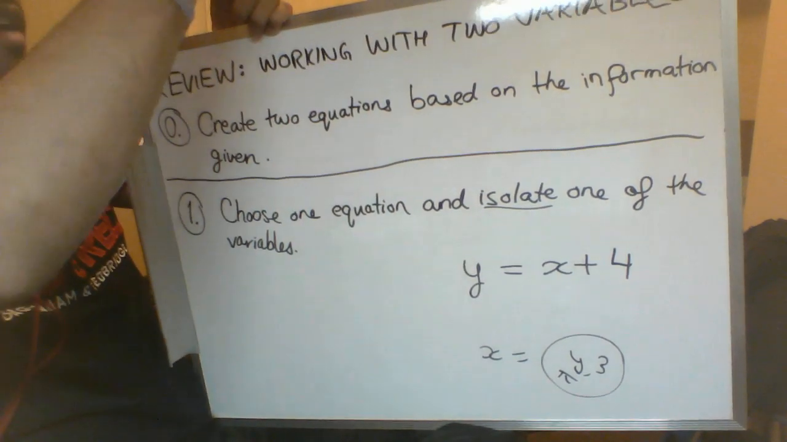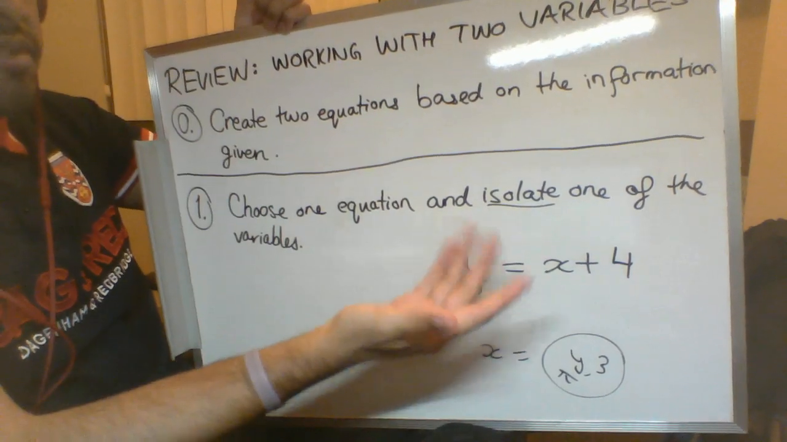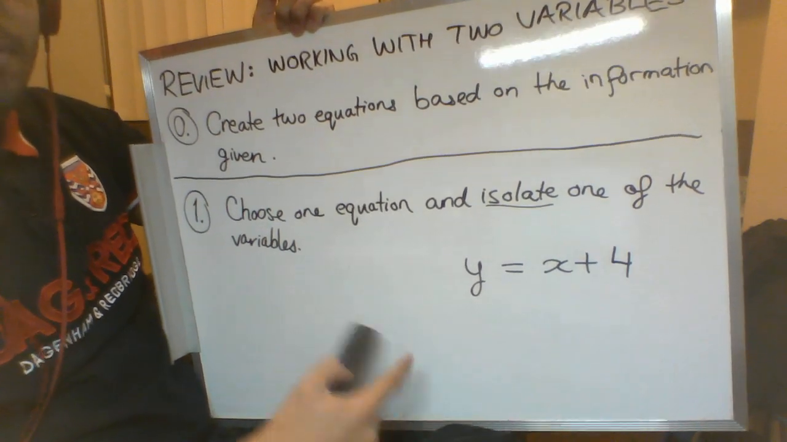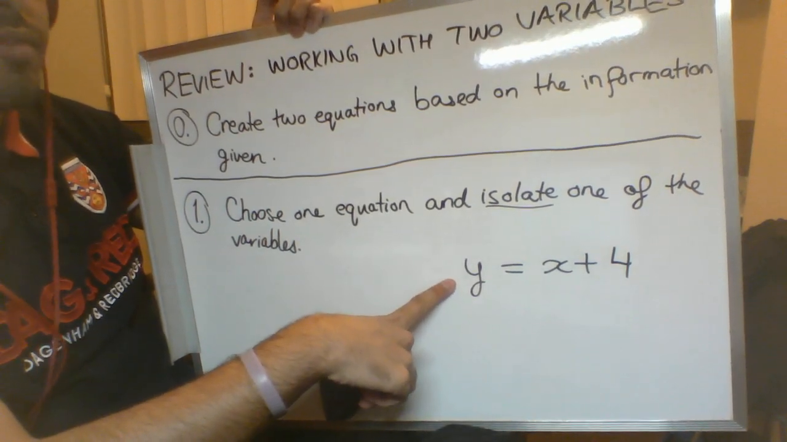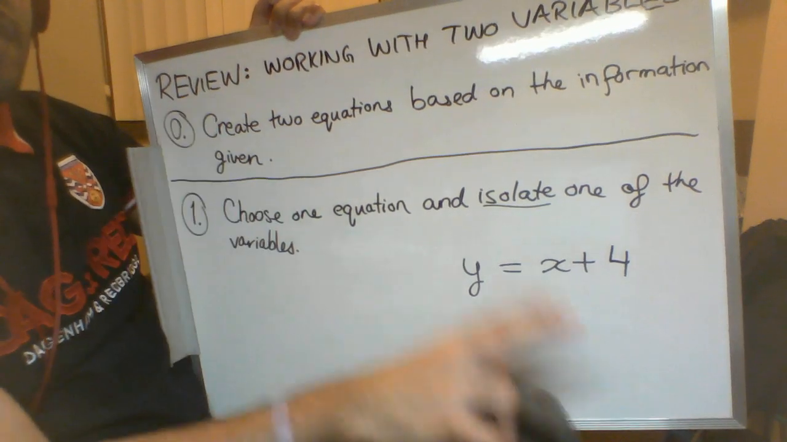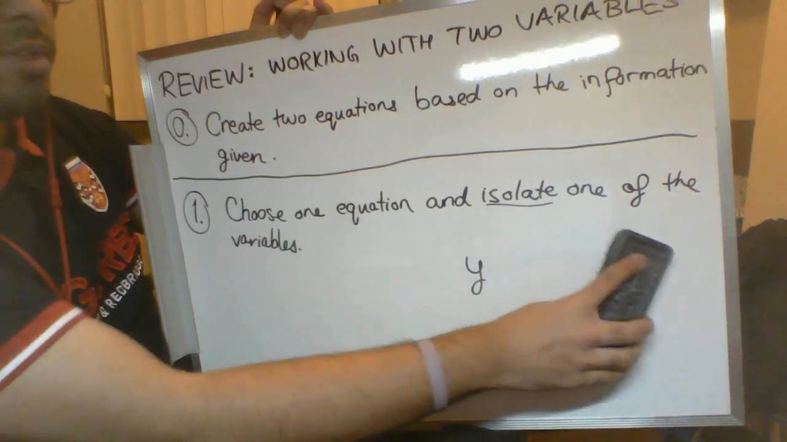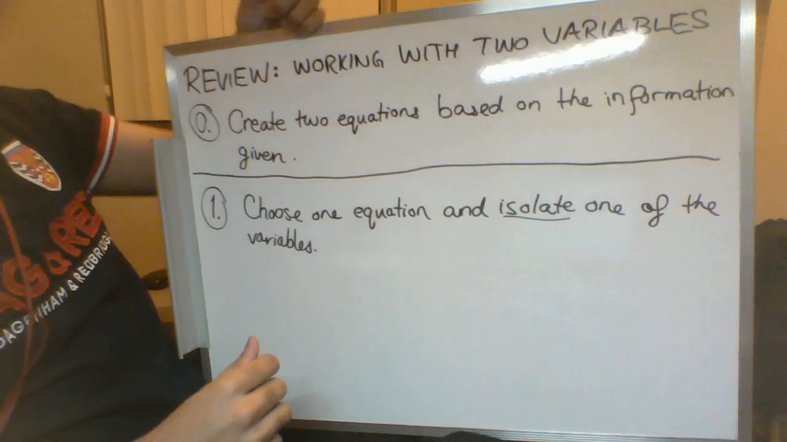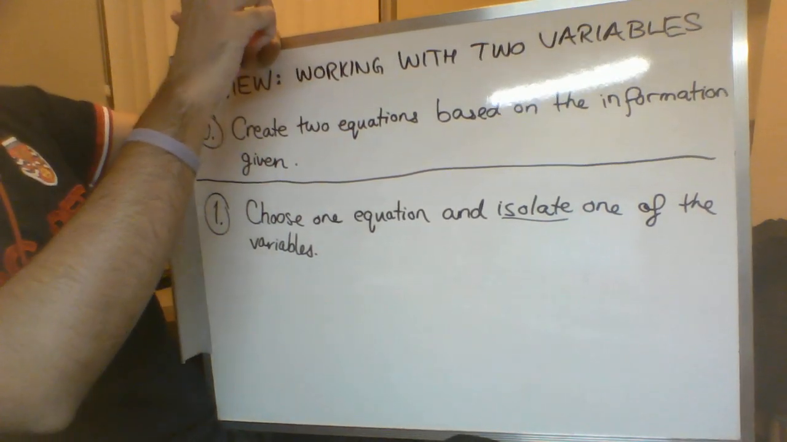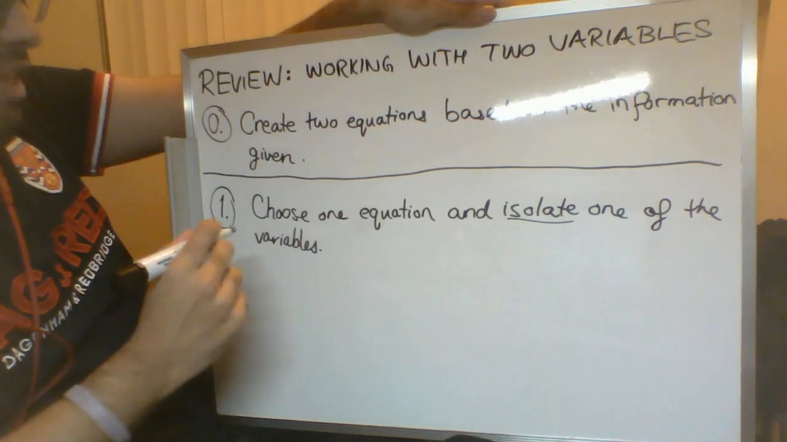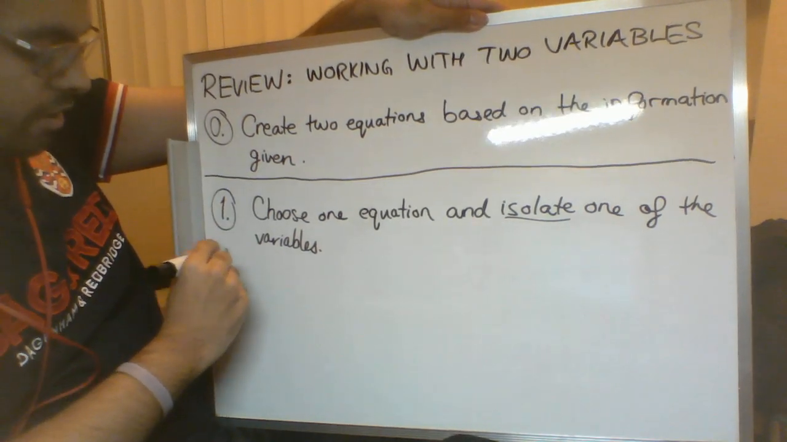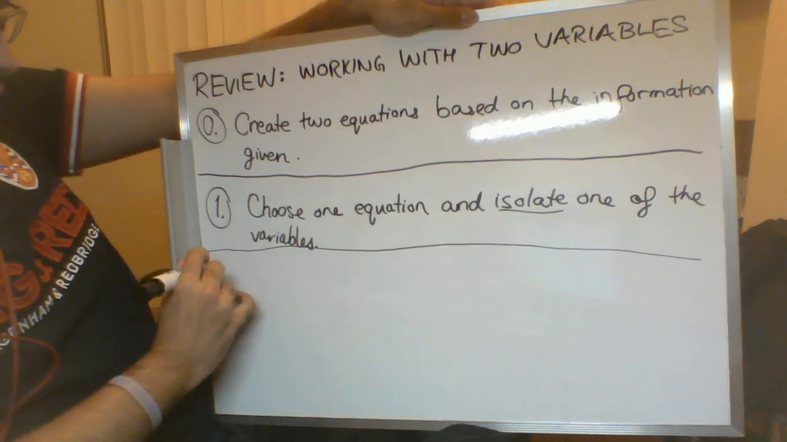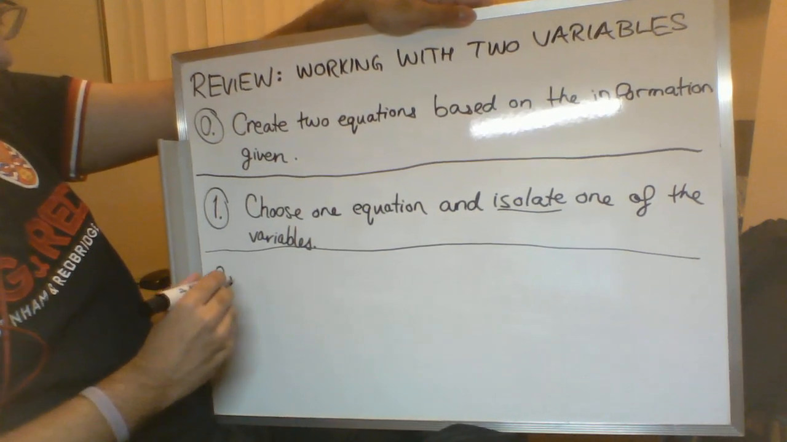Isolate means to get that variable by itself. So if you're isolating y, that means you want y to be all by itself on one side of the equal sign and everything else to be on the other side of the equal sign. So that's what it means to isolate. You can just think about the meaning of the word if you get stuck on whether you've properly isolated one of the variables or not. Is it completely on its own by itself?